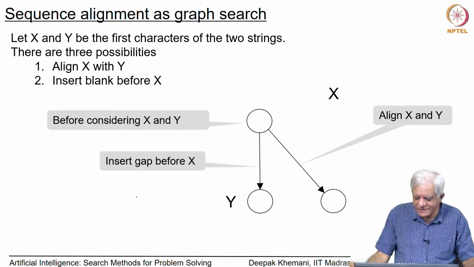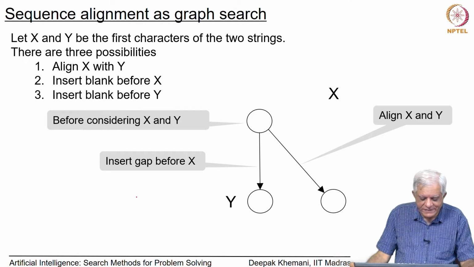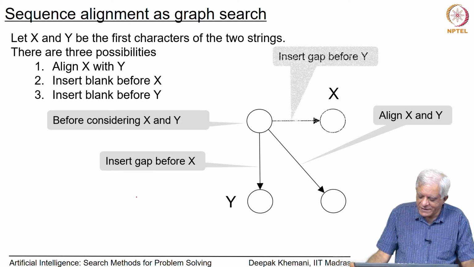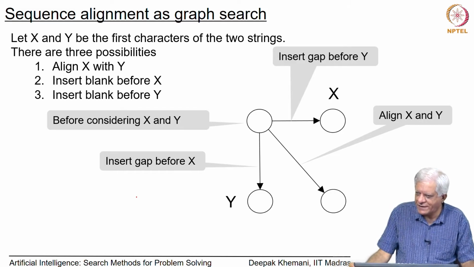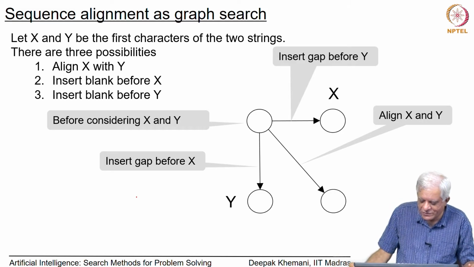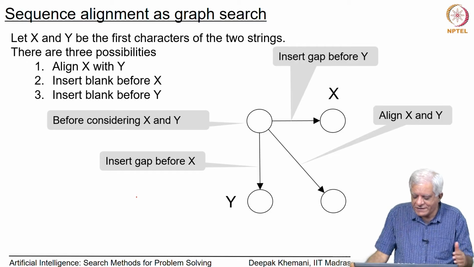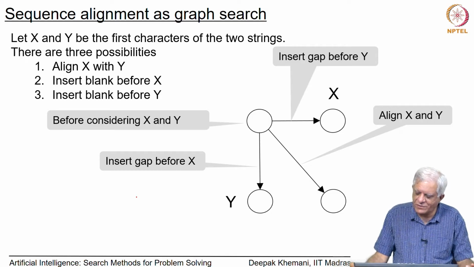The third move is similar in nature, which says that insert a blank before y, and that means that you move horizontally in this array-like graph that we are about to draw. It means that you have taken care of x, but y has still to be taken care of, and instead of y we had inserted a blank, and that is what was aligned with this node x.